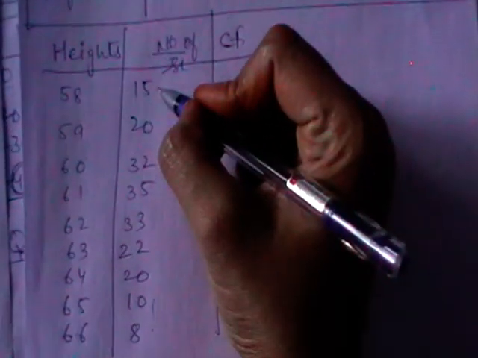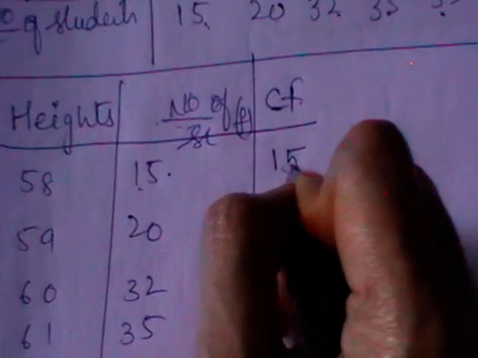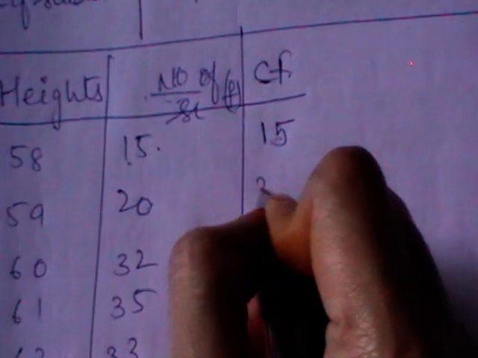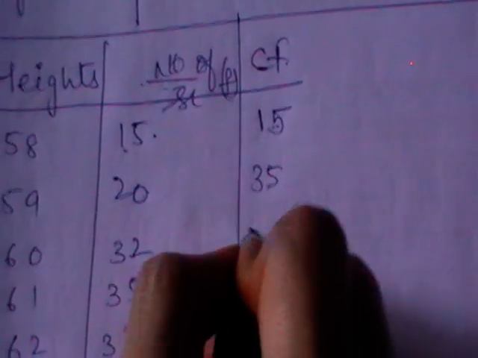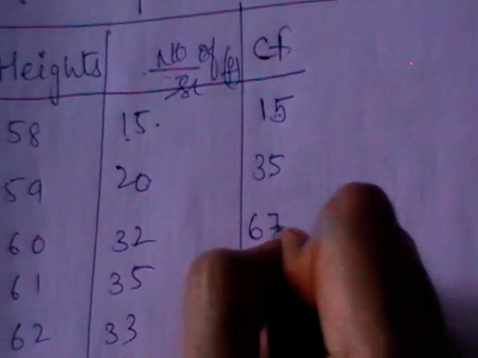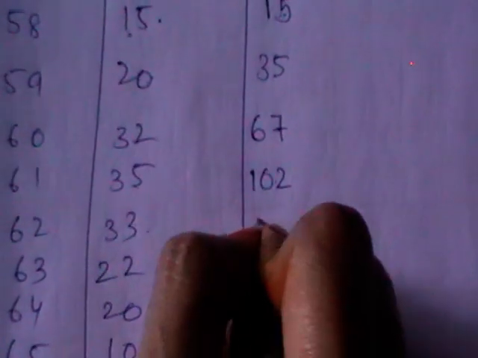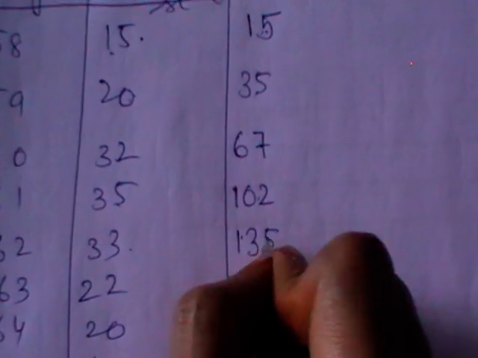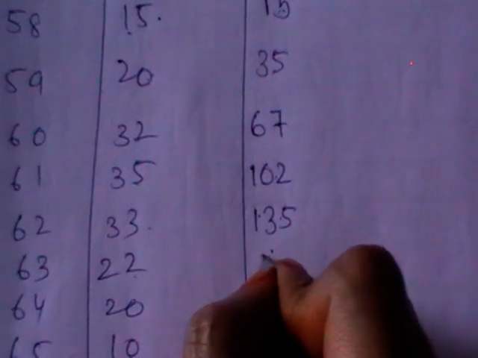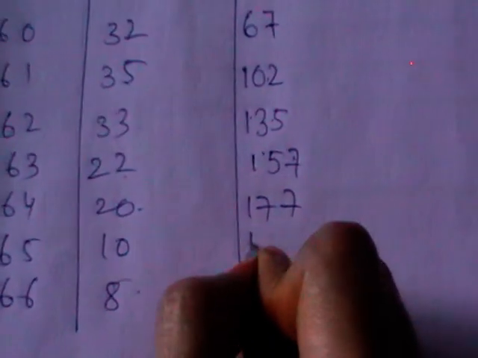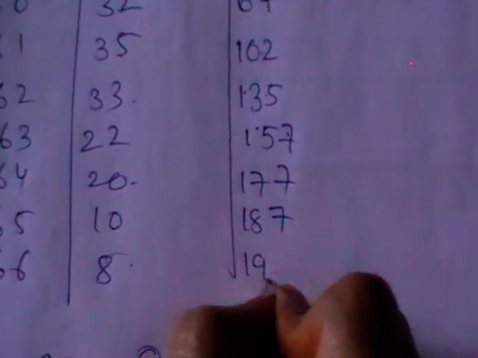First, as I said, calculate the cumulative frequency. This column denotes the frequency. How do you calculate the cumulative frequency? Write down the first one as it is. 15 plus 20, 35. 35 plus 32, 67. 67 plus 35, 102. 102 plus 33, 135. 135 plus 22, 157, and so on. I think you know how to calculate the cumulative frequency column.